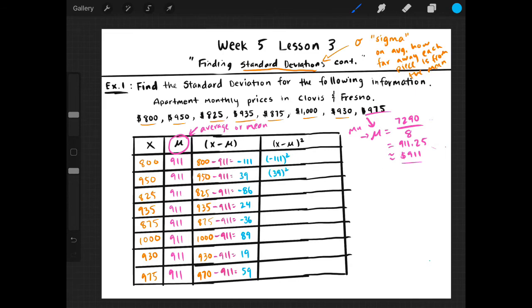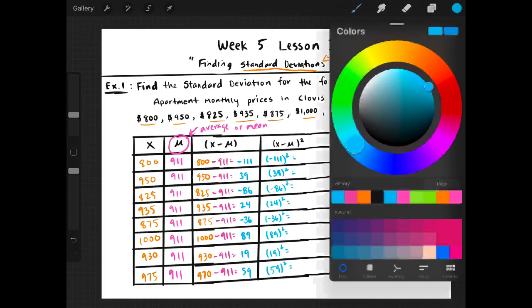So we take all of them, negative 111, we're going to square it. 39, square it. Negative 86, square it. Again, once you guys see the process, it doesn't really matter what the numbers are. We're going to be doing the same thing each time. And I chose this example because, yeah, the numbers are going to get kind of big, but we can deal with that. And sometimes you have to deal with bigger numbers because looking at an apartment, they're not going to cost $10, right? They're hundreds or $900, $1,000. So that's why we're looking at this.